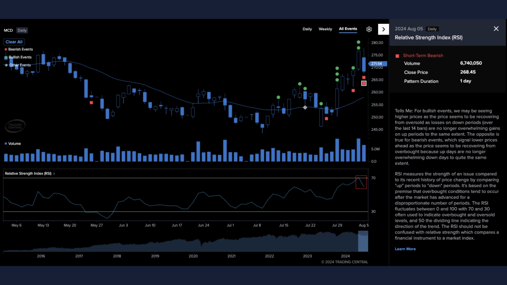Oscillators such as the RSI and stochastic help identify overbought or oversold conditions, which can signal potential reversals in momentum. These indicators measure the velocity and magnitude of price movements within predetermined ranges, offering insights into market sentiment and momentum shifts. The RSI oscillates between 0 and 100.